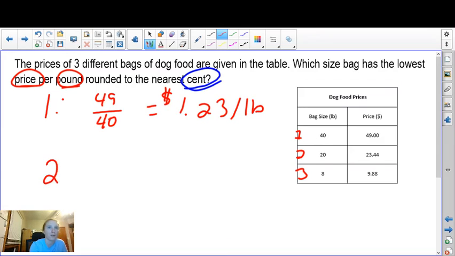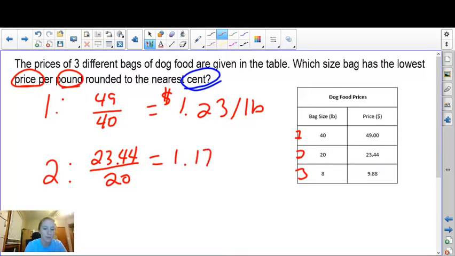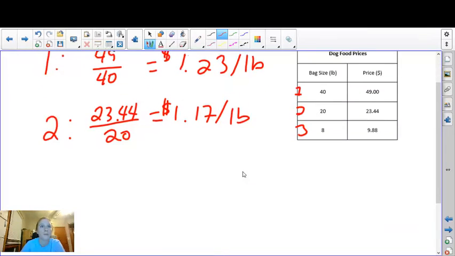All right, let's do dog number 2. Again, price, which is $23.44, divided by the pounds, which is 20. Oh, I don't know this one off my head, so let's grab a calculator. And again, I'm going to have to round. And in this case, I'm going to keep it down because 2 is smaller than 5. So $1.17 per pound. And I'm running out of space.